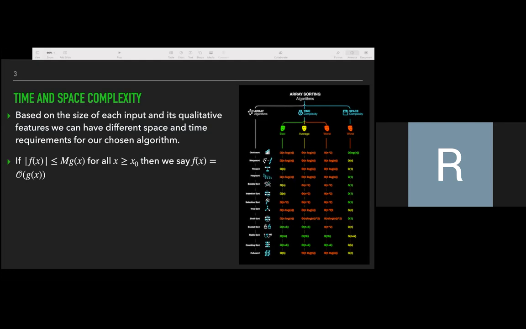We can come up with this big O of n in the limit. Basically, after a certain x0, if we can bound the time function f of x by some g of x. So this could be linear, and then it's n, or it can be quadratic, and then it's n squared.